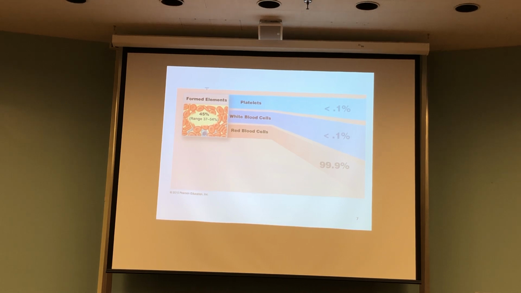All right, let's look at the formed elements part. Of our formed elements, how much of it's comprised of red blood cells? 99.9%. So basically almost all of your formed elements are red blood cells. Just a little teeny bit of it are white blood cells and platelets.